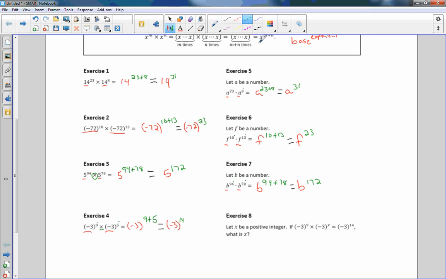Okay. Exercise 8. Let x be a positive integer.